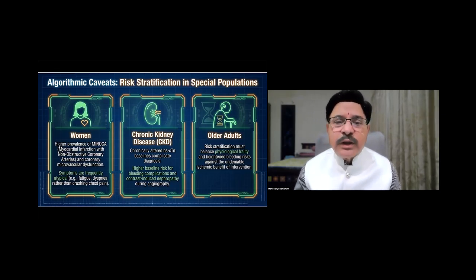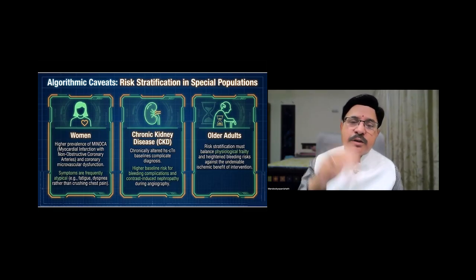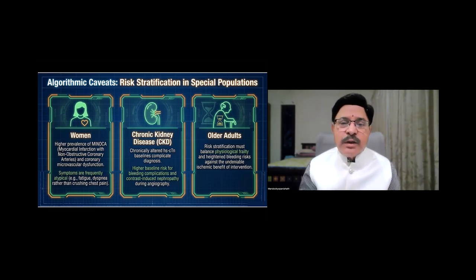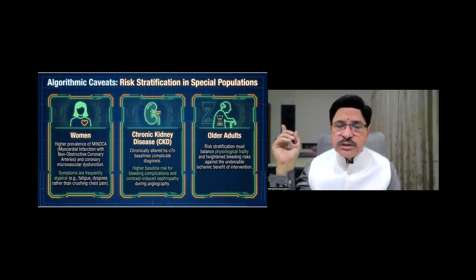Second one is chronic kidney disease. Chronically altered high-sensitivity troponin baselines. The baseline troponins are raised not because the heart is damaged, but because of the chronic disease. Higher baseline risk for bleeding complications. These patients have more bleeding complications. And so contrast-induced nephropathy: when CKD is stage 4 or 5, you should not do angiography because you inject the contrast. This contrast worsens the CKD.